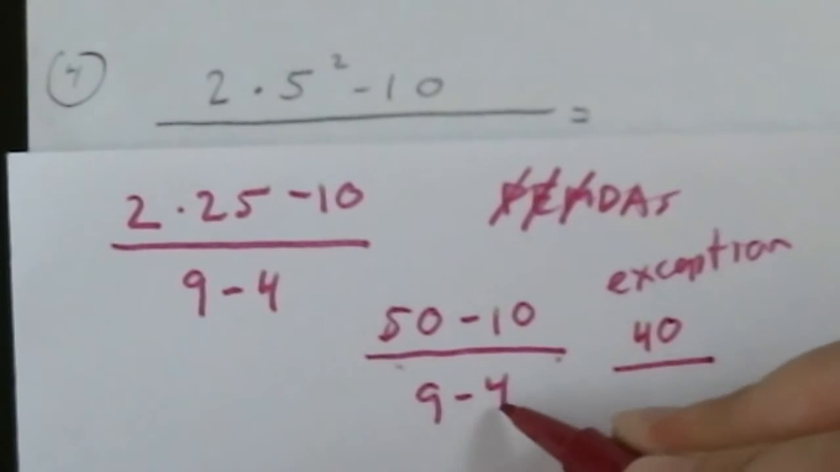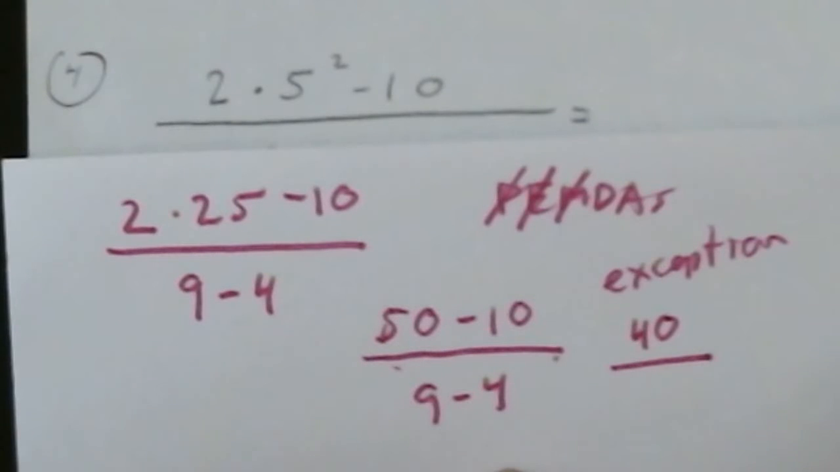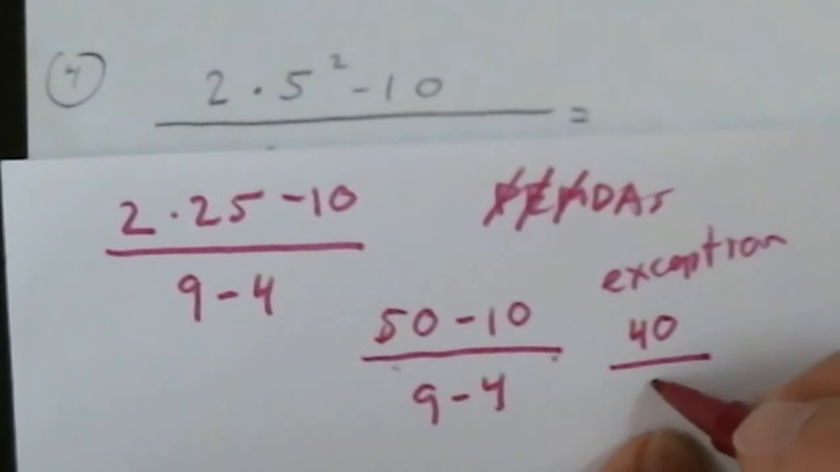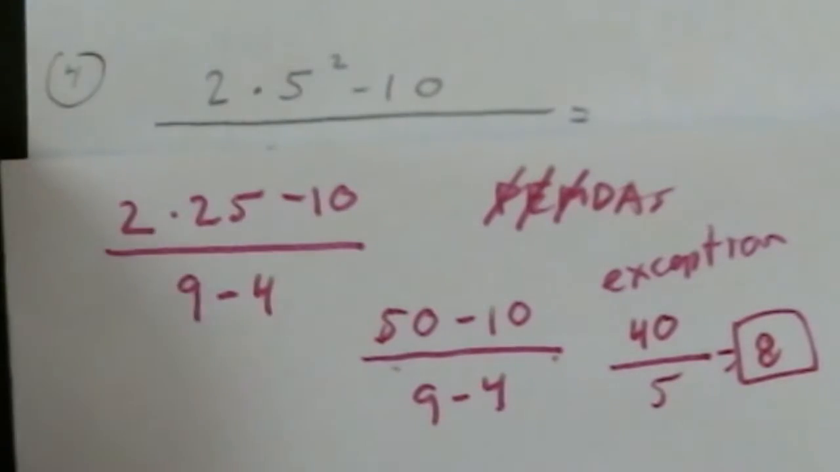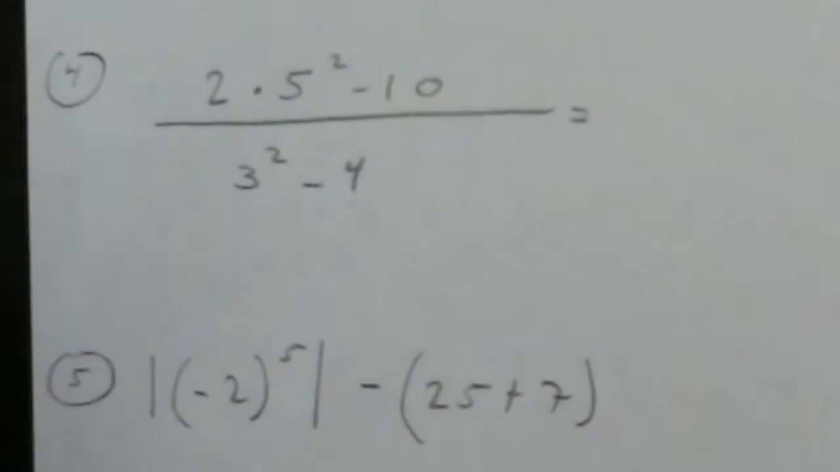Divided by, what's 9 minus 4? Well, 9 minus 4 is going to be, isn't it going to be 5? So what is 40 divided by 5? Which is 8. And that's your answer for that. Okay, so the next one.